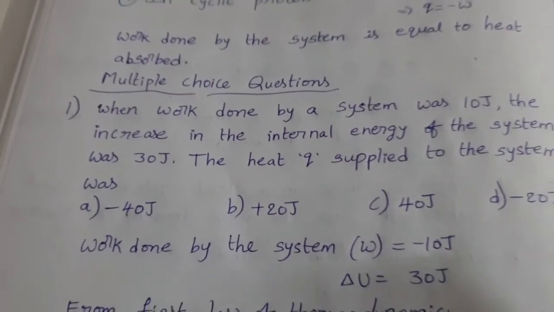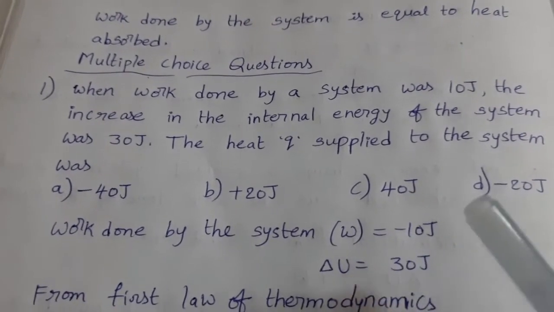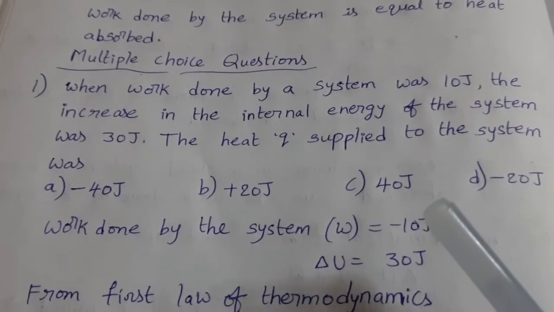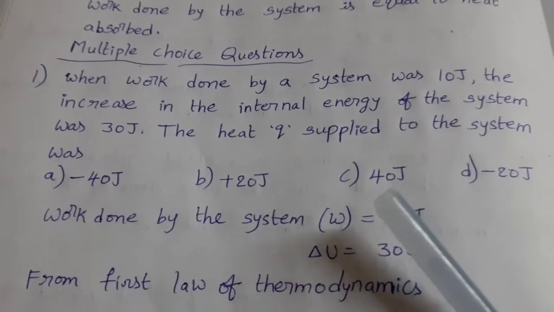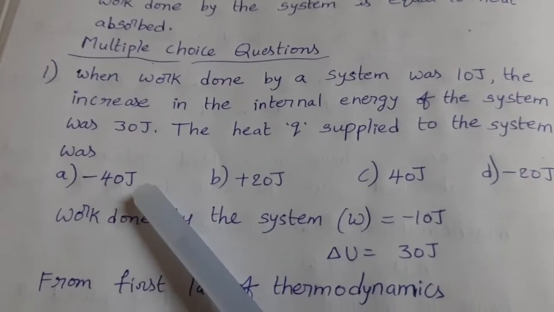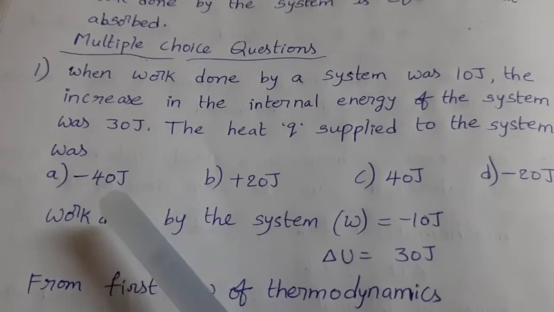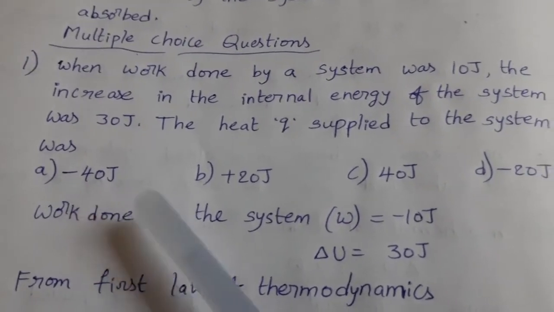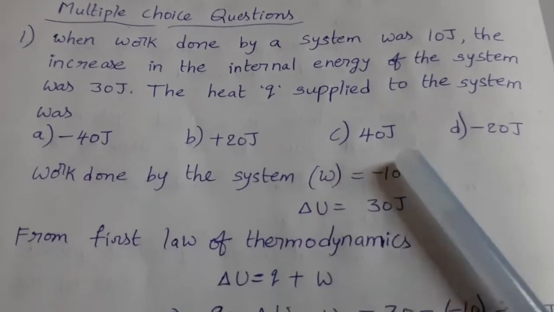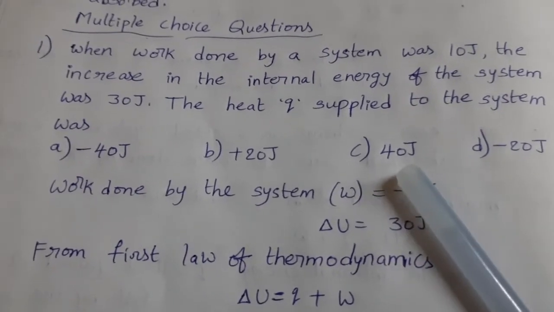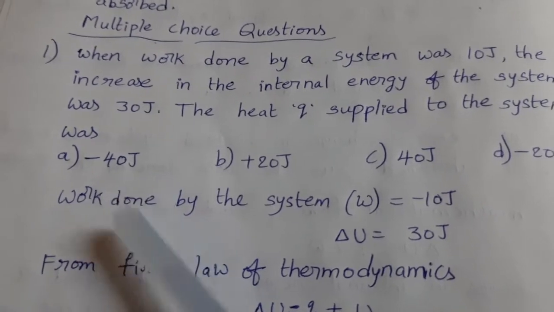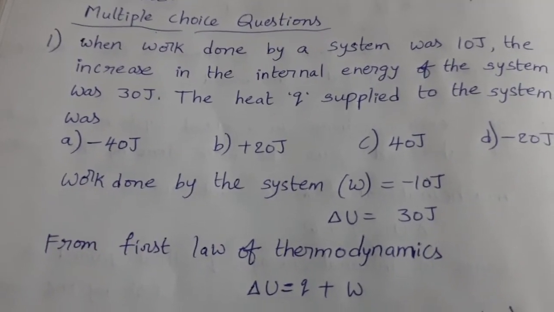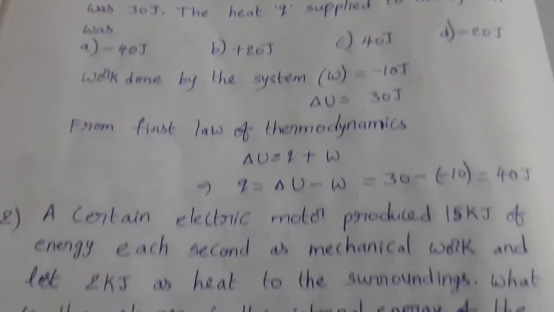So in thermodynamics, you should be very careful while answering the questions, because just with a sign difference, similar type of options are given. Minus 40 joules, plus 40 joules. Here answer is 40 joules. By mistake, if you select this, you will lose the marks. So be careful when you are selecting answers.